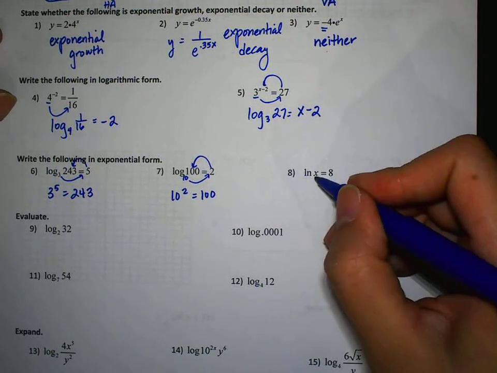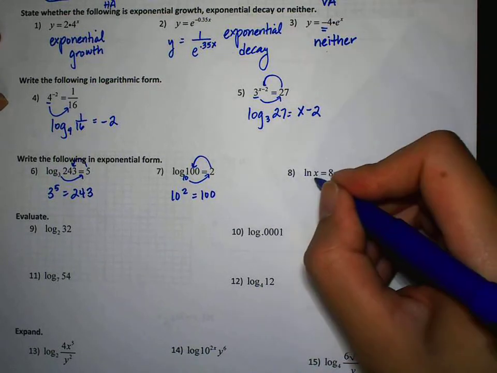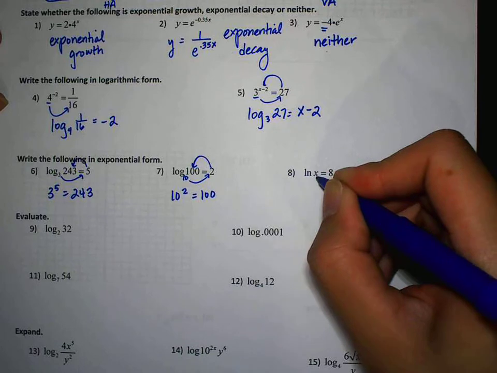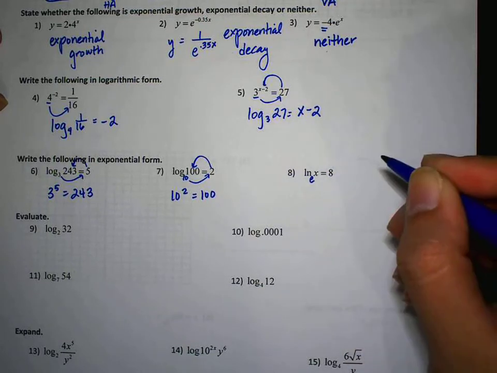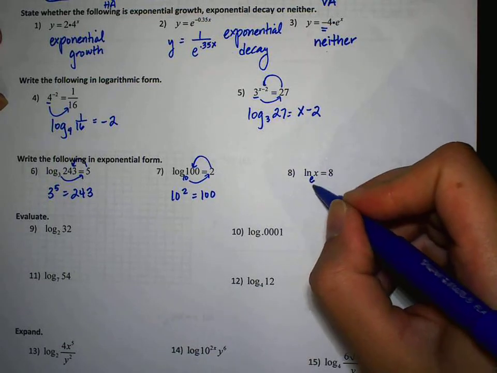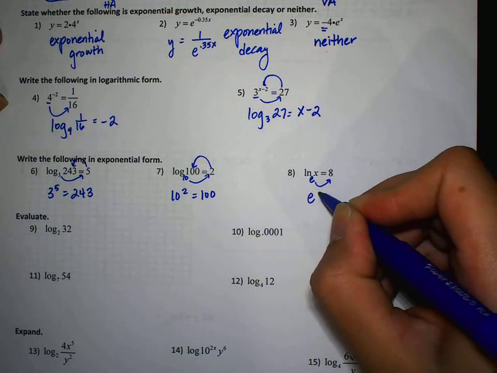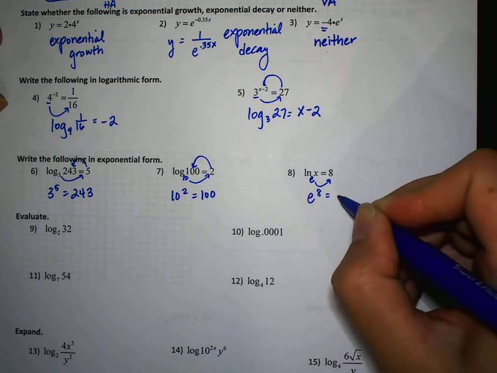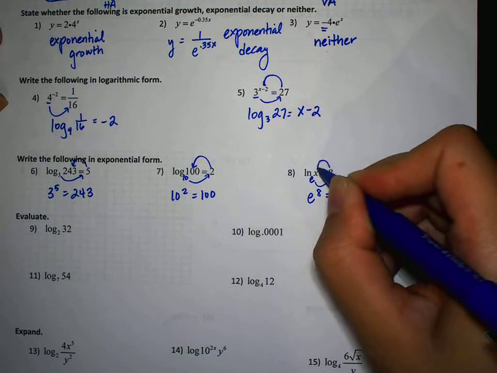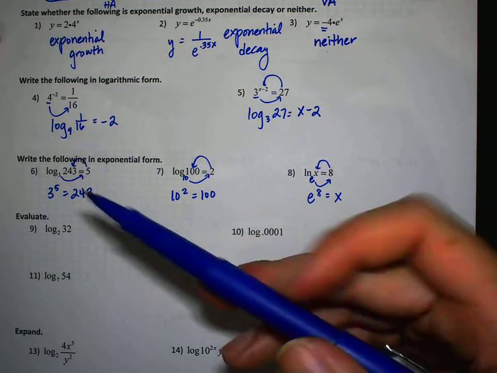When you have natural log, ln, your base, it's not written here, you have to remember that it's e, the natural base. So e to the 8th is equal to x. All right, so that's numbers 1 through 8.